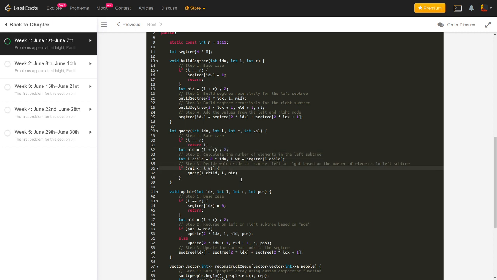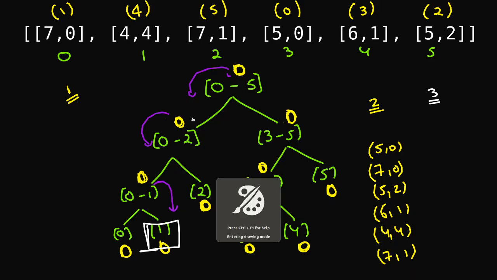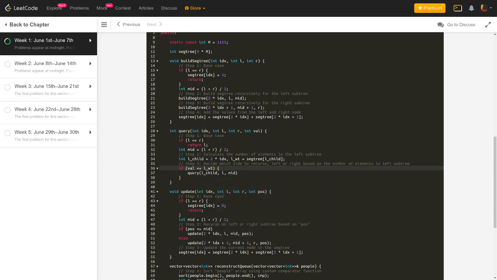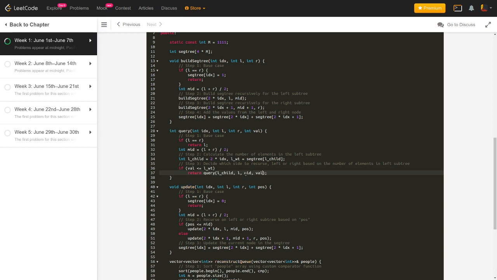If value is less than or equal to the left weight, because this is what we were doing here, right? For example, if this is 3 and I'm looking for the second one, since this is a 3 and I'm looking for the second one, of course I just need to directly go to the left subtree, and I don't need to care about the right subtree. So this is the case where value is less than or equal to left weight. I just directly query on the left subtree and return whatever I obtain from the query. I need to pass this as well.